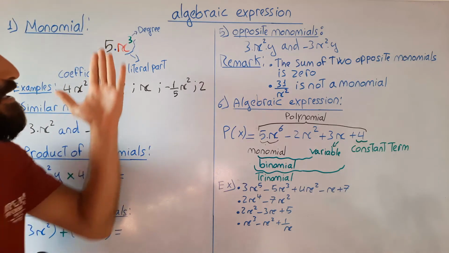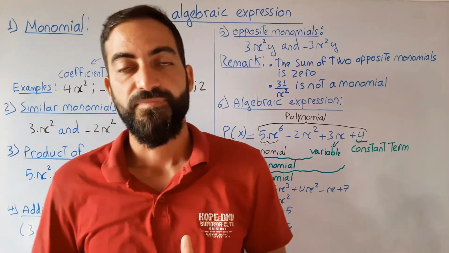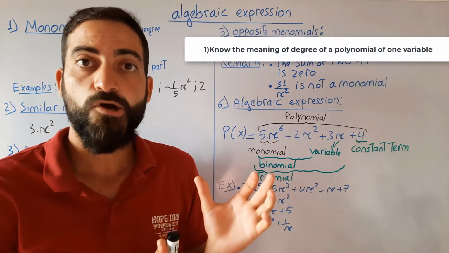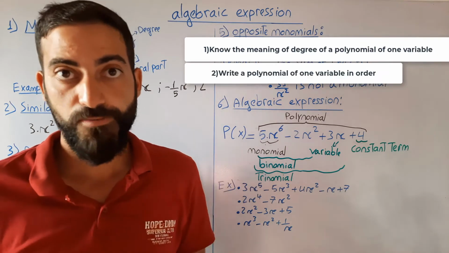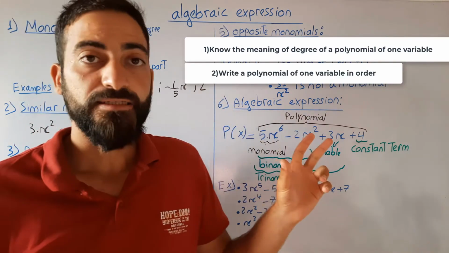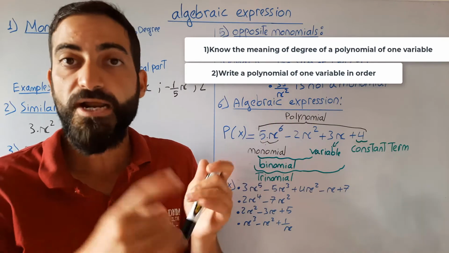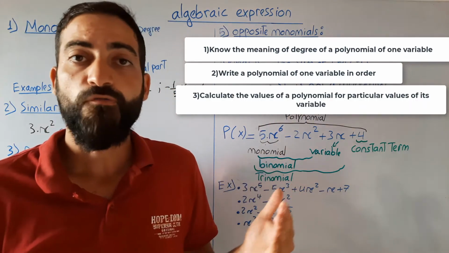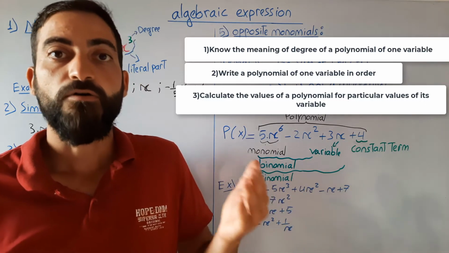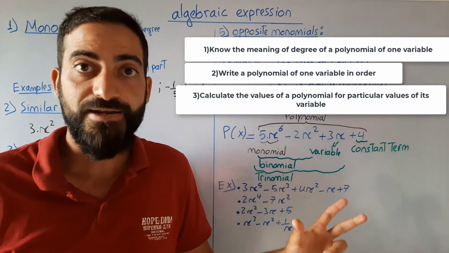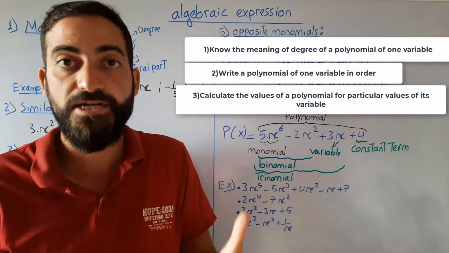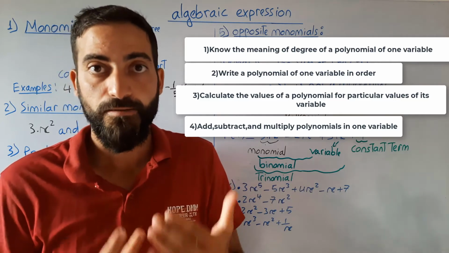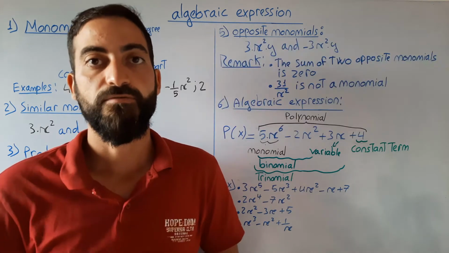Our lesson today: algebraic expression. The objectives of this lesson: know the meaning of degree of a polynomial of one variable, write a polynomial of one variable in order, calculate the values of a polynomial for particular values of its variable, add, subtract, and multiply polynomials of one variable.